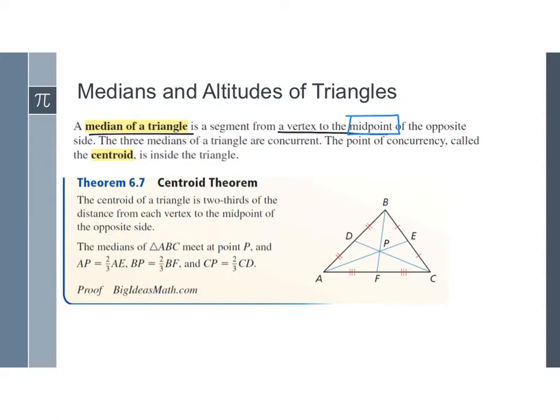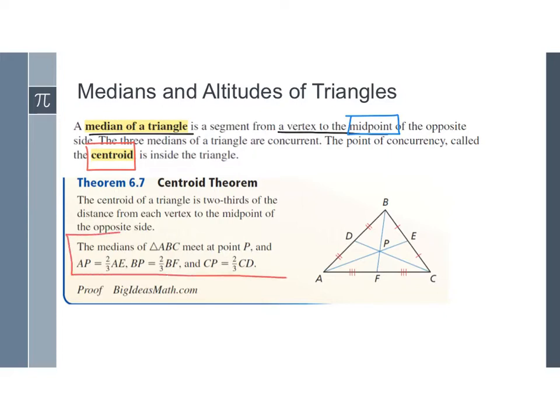Three medians are concurrent, and the point of concurrency is now called the centroid. So notice the three different lines we've talked about, perpendicular bisectors, angle bisectors, and medians, all have different points of concurrency. They're all called something different. And the median is called the centroid. Now there is a centroid theorem that will help us find the lengths of things. And the most important part about that is right here.